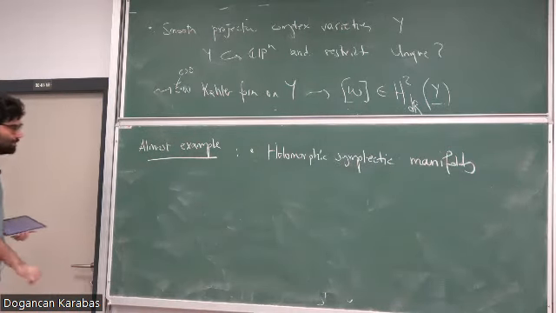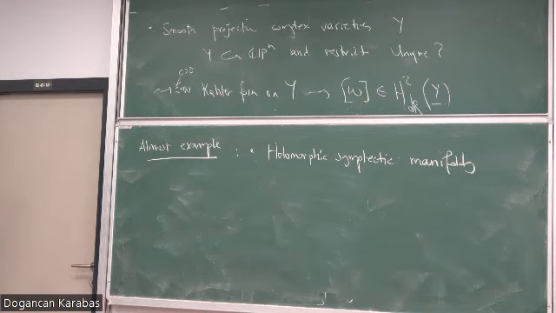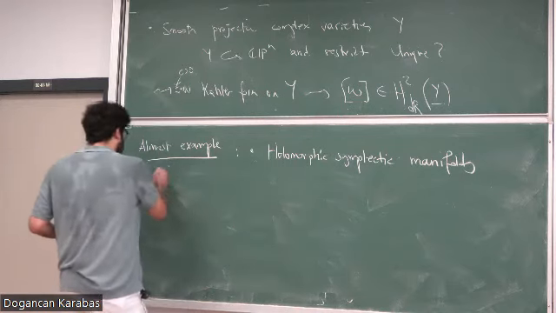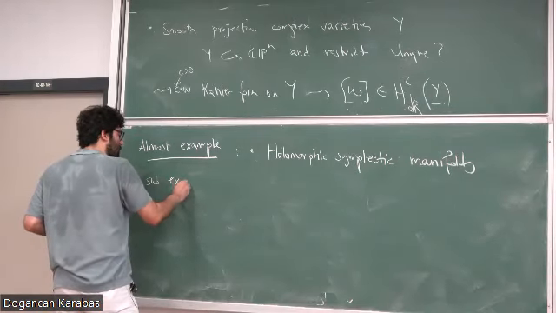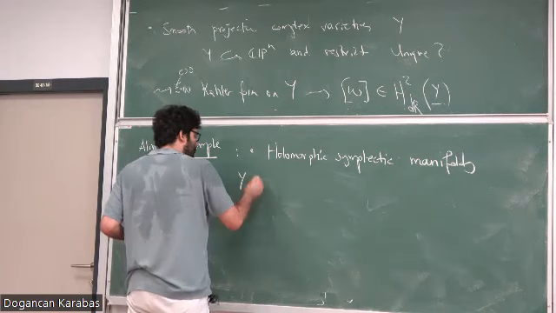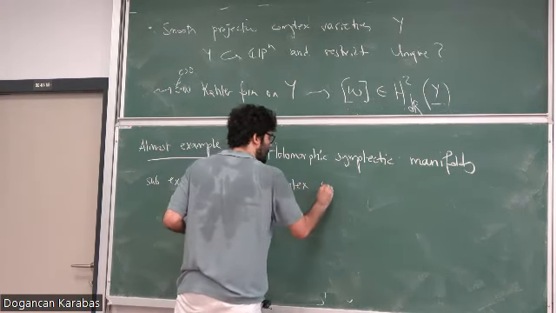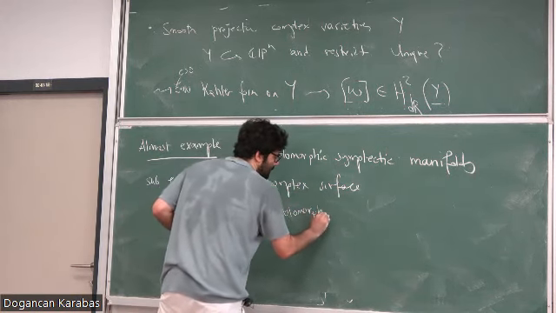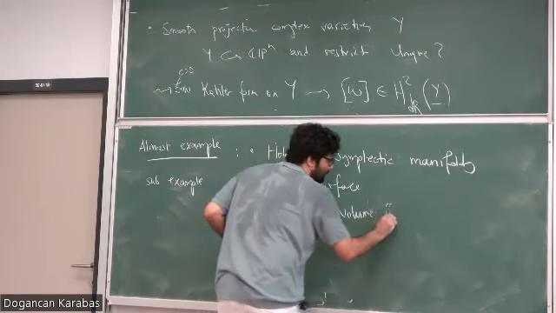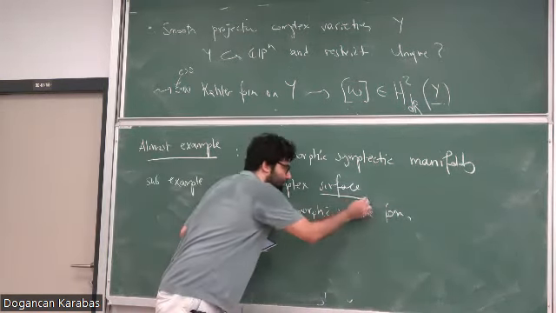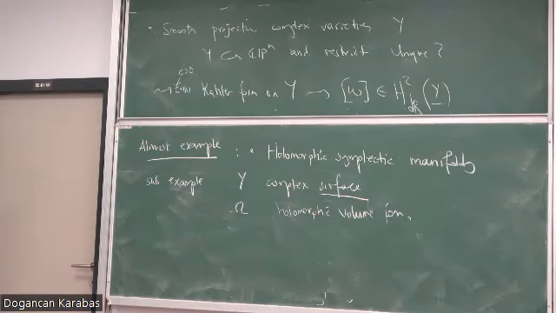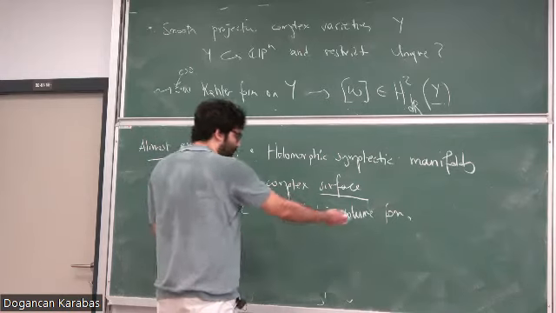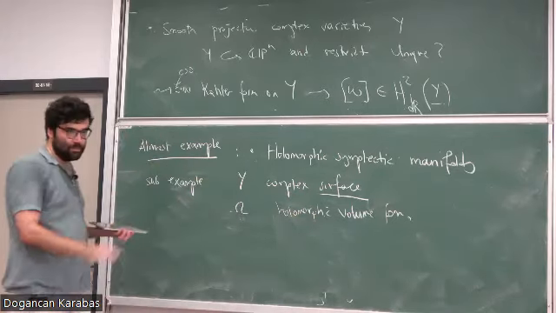Okay, so what's a holomorphic symplectic manifold? It's a complex manifold with a holomorphic two form, which is closed and non-degenerate. Okay, an example, a sub-example, is if Y is a complex surface and omega is a holomorphic volume form. But it needs to be a surface, right? It's a four real dimensional thing. Okay. And because it's a holomorphic volume form, this is a two form, so it's actually a symplectic form.